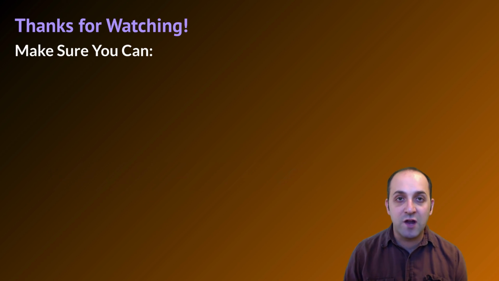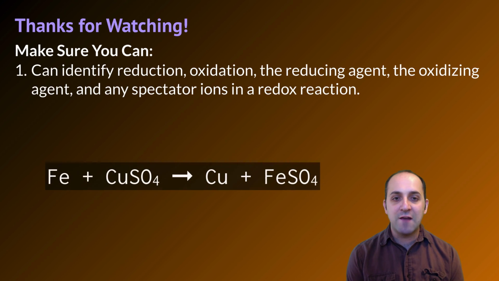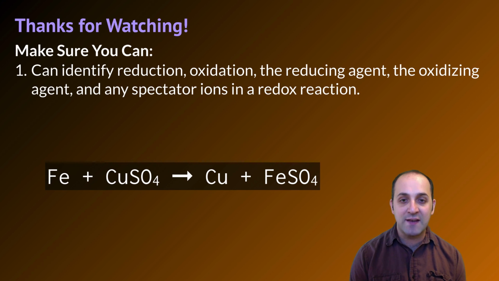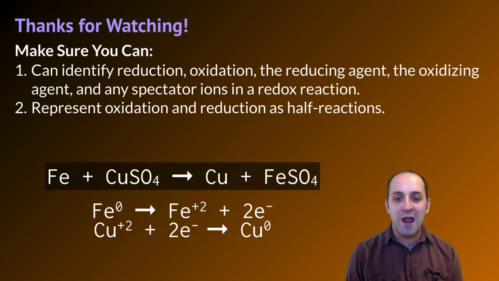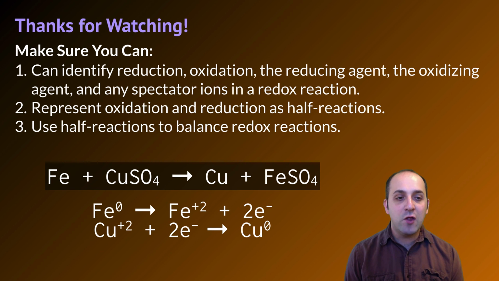Thanks so much for watching our discussion of half reactions. Make sure you can do the following things here at the end. Make sure that you can identify reduction, oxidation, the reducing agent, the oxidizing agent, and any spectator ions in a redox reaction. Also make sure that you can represent oxidation and reduction as half reactions. Finally, make sure that you can use half reactions to balance redox reactions.